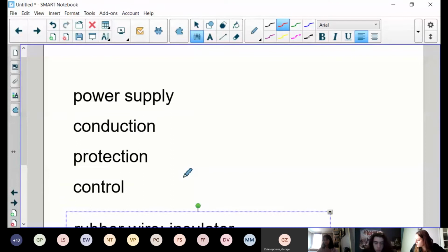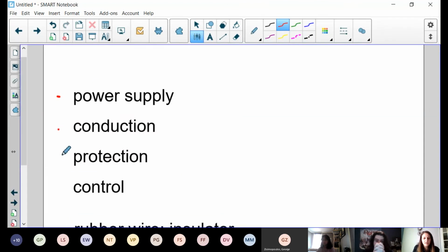So on pages 102 and 103, we discussed electrical engineering. If you don't have the notes, please go to my Schoology account and the engineering section. It's going to be in there. We saw four basic things that are part of an electric system: power supply, conduction, protection, and control. Who can tell me, a switch, which of these four functions does it serve? Let's see your answers.